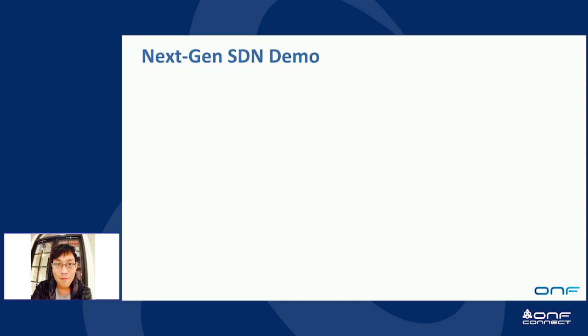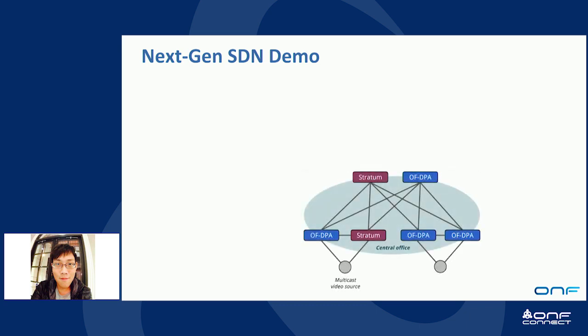So I want to introduce a demo we're showing these days. If you go to the expo area of this event, you're going to see 2 booths. One is called NFV Fabric, and the other one is called Next Generation SDN. We're doing a very big joint demo over there. What we are showing is the first stage leaf-spine fabric in the central office. As you can see, we have a 2x4 topology. We have a mixture of OFDPA and Stratum switches.